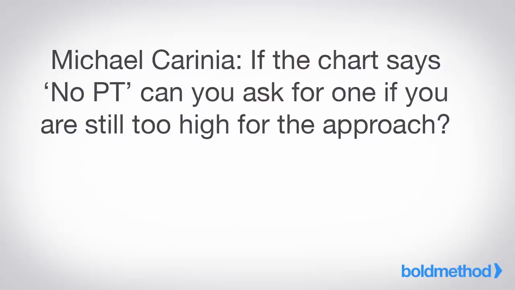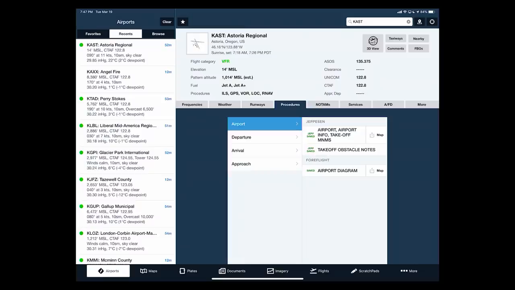Okay, next up, Michael's question is, if the chart says no PT, can you ask for a procedure turn if you're still too high for the approach and you need time to get yourself down? You sure can. And so let's actually take a look. I think Colin and I used this when we were flying in North Bend. So I'm going to pull up Astoria, K-A-S-T. And the procedure we were flying in Astoria was the ILS to runway 26.